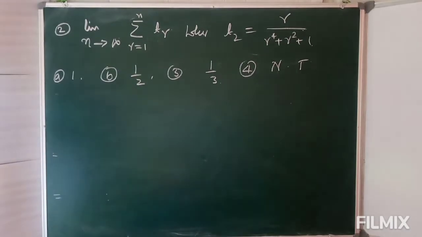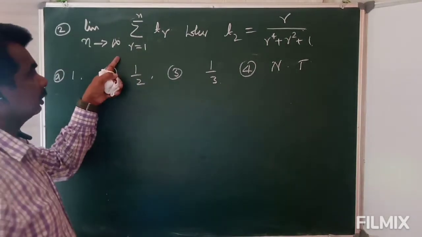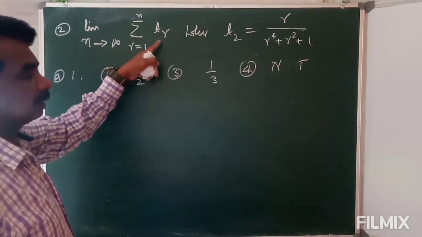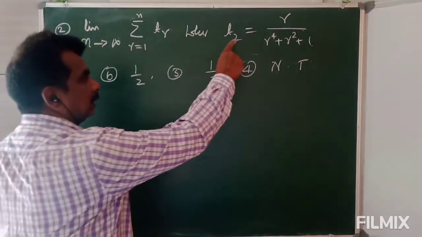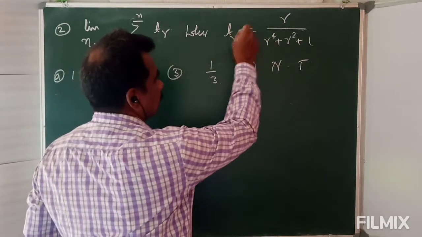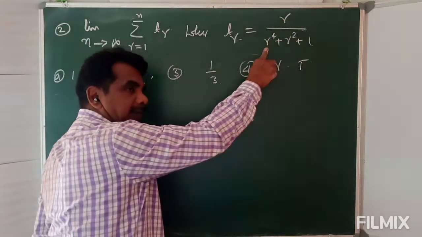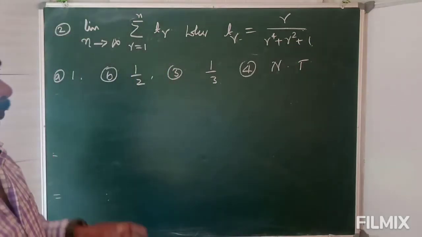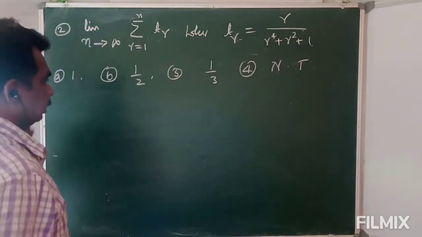Now, the next problem. Limit n tends to infinity, summation of r equal to 1 to n of t_r, where t_r is r by r power 4 plus r square plus 1. Very interesting problem. Okay?